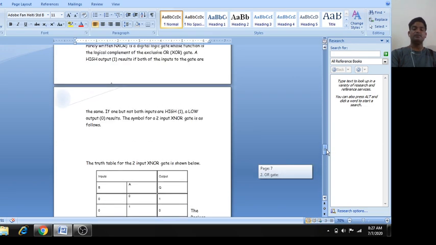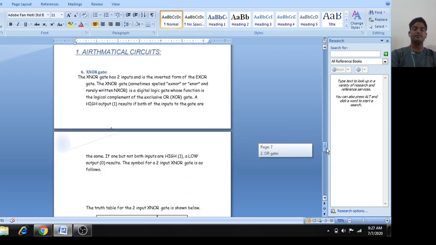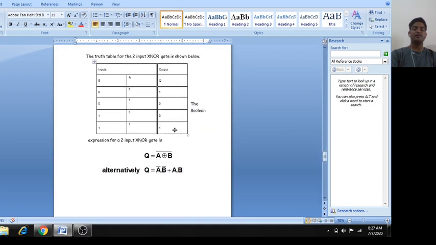And the last one is your XNOR gate. This is your XNOR gate, A XOR B whole bar. The expression will be A bar B bar plus AB. In this case, if there is an even number of ones at the input, the output will be high, otherwise low. The truth table is 0 0 1, 0 1 0, 1 0 0, 1 1 1, which means it is the reverse process of the XOR gate.